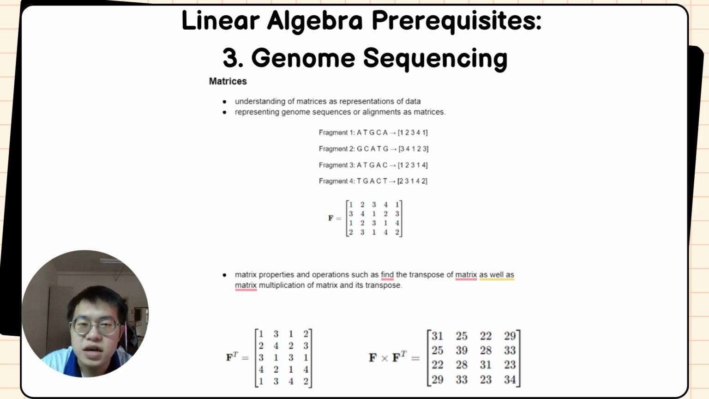In order to understand genome sequencing, we need to understand the topic of matrices, such as matrices as representations of data, and representing genome sequences or alignments as matrices by converting the fragments of DNA into a matrix. Besides, we also need to know about matrix operations and properties, such as finding the transpose of a matrix, as well as matrix multiplication of a matrix and its transpose.